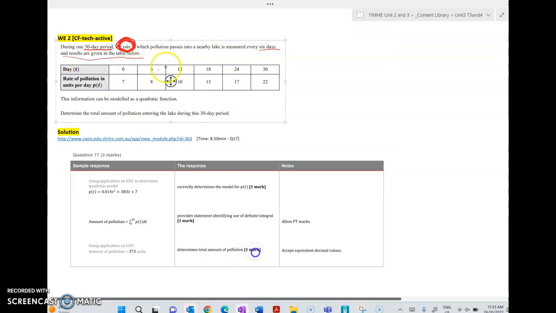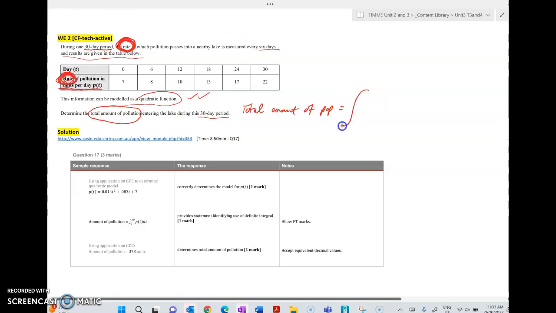All right, so there's every 6 days, and it gives me the rate of pollution in units per day. Then it tells you that this information can be modeled as a quadratic function, so that's good to know. And then the question is, determine the total amount of pollution entering the lake during this 30-day period, the total amount of pollution. So what you have to understand is that the total amount of pollution will be the integral of this rate function over here, so this quadratic function.